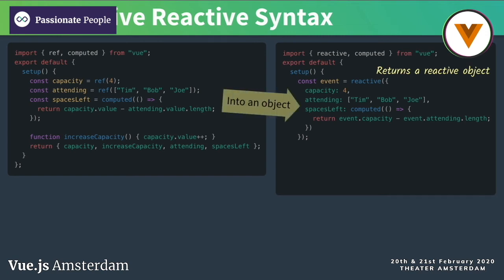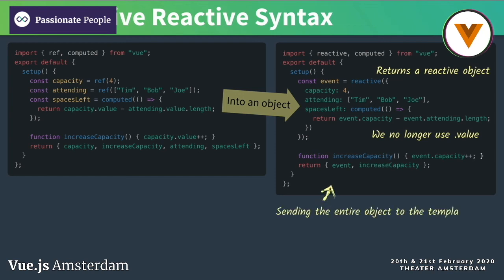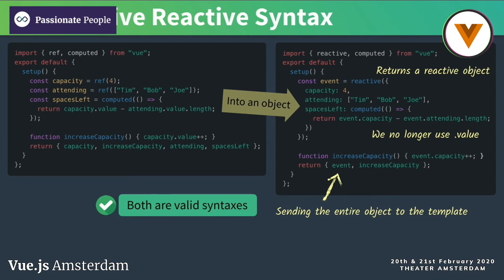Notice here, I'm just taking each of these references, and I'm representing them in an object, including the computed property. And notice here, inside the computed property, I'm no longer needing to use .value because I have an object. And now, when I declare my method, which I can do down here, I'm also not using .value. Then, inside of my return, I just return the entire object. Both of these are valid syntaxes. And I'm going to leave it to Thorsten, who's speaking right after me, to talk about the benefits and the best practices and his opinions about using one versus the other.